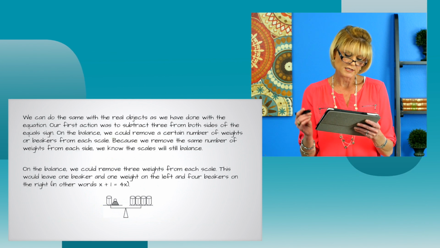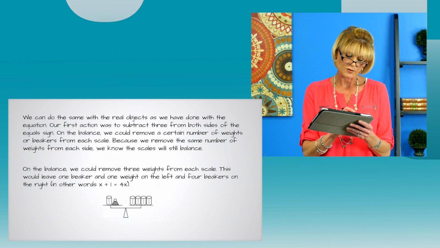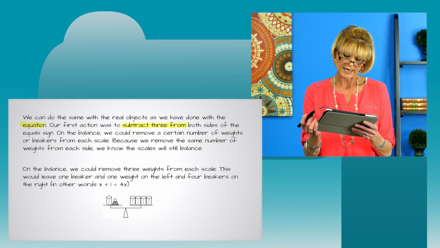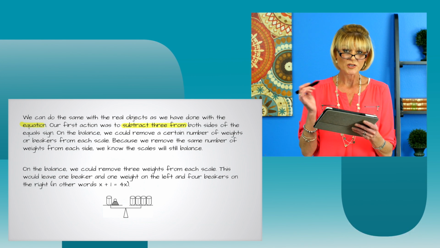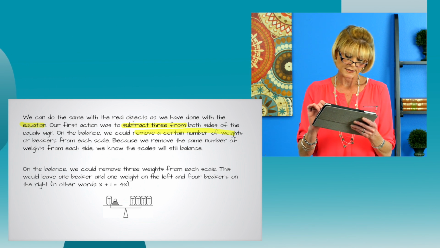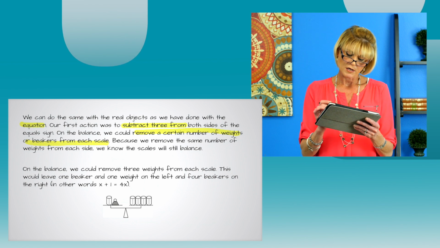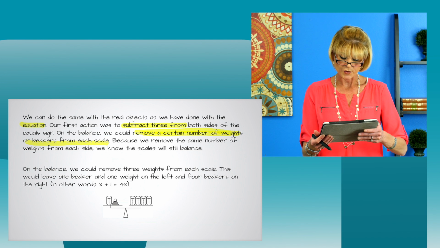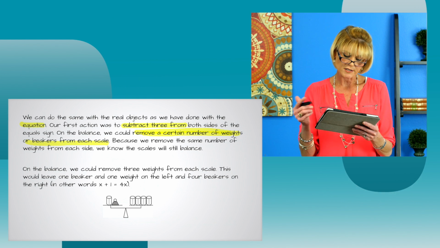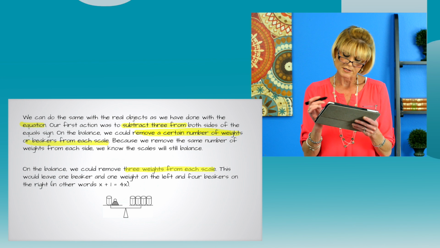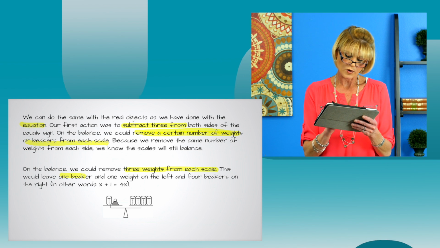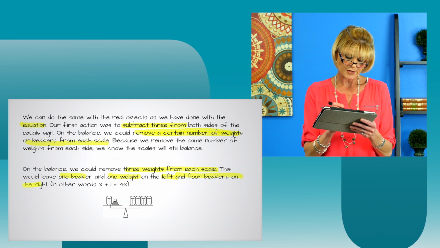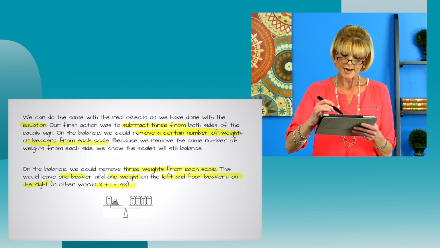Now, we can do the same with the real objects as we've done with the equation. Our first action was to subtract 3 from both sides of the equal sign. On the balance, we could remove a certain number of weights, or beakers, from each scale. Because we remove the same number from each side, we know that the scales will still balance. We could remove 3 weights from each scale, and this would leave 1 beaker and 1 weight on the left and 4 beakers on the right. In other words, x plus 1 equals 4x.